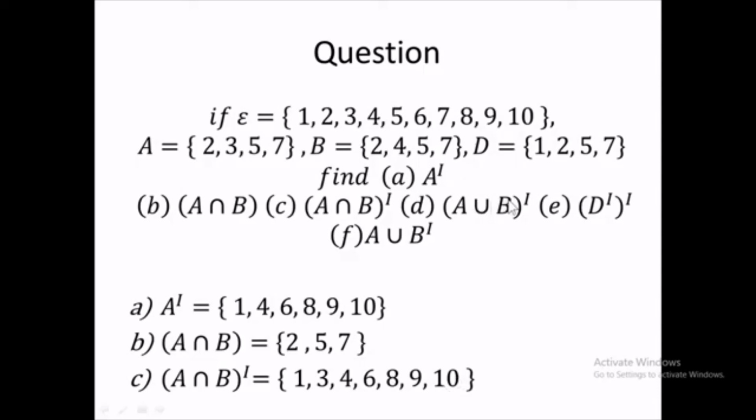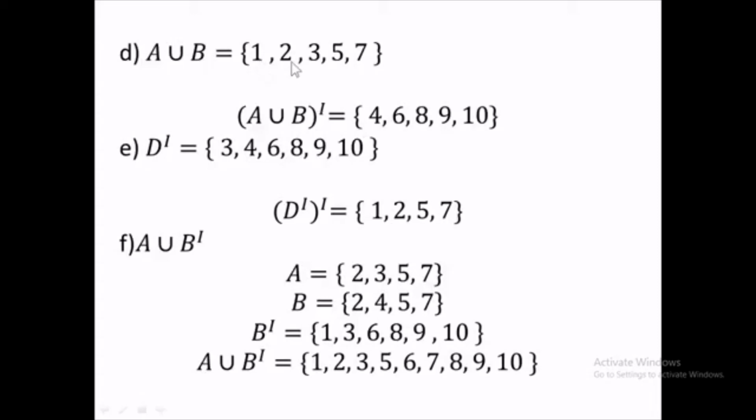Also, we have to find the A union B complement, and that will not be possible unless you find A union B first. What is the meaning of A union B? A union B means combine set A and set B, all the elements in both sets together without repetition. Then the A union B complement is those elements in the inverse set that are not in A union B. So we have A union B to be 1, 2, 3, 5, 7, and the A union B complement will be 4, 6, 8, 9, 10.